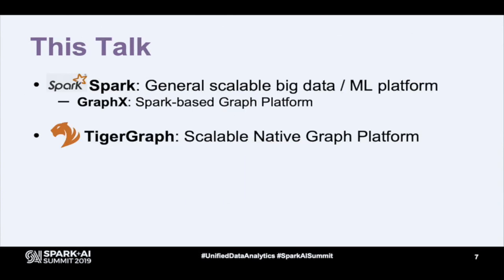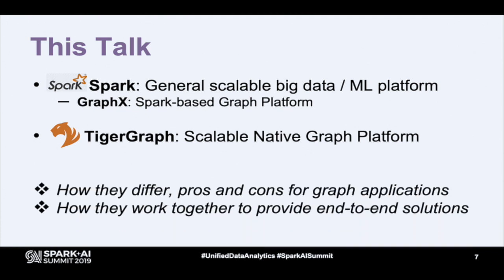So in this talk, we will specifically talk about Spark and GraphX, which is a graph platform built on top of Spark. And we'll also compare TigerGraph, which is a native graph platform built from scratch. In particular, we'll compare how they differ, right? What are the pros and cons for different applications, and also how they can work together to provide end-to-end solutions.